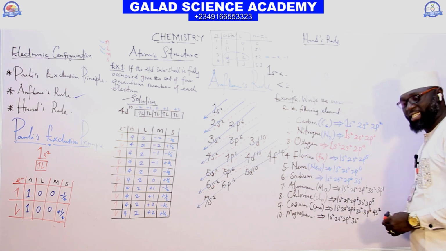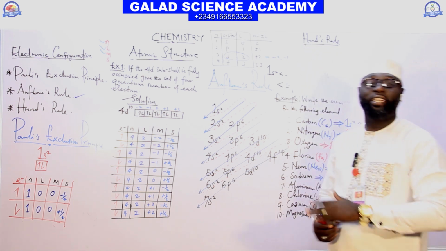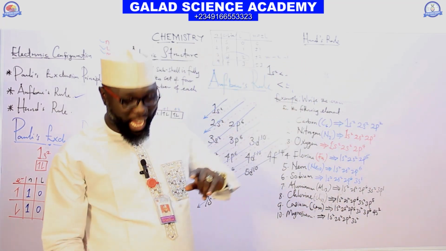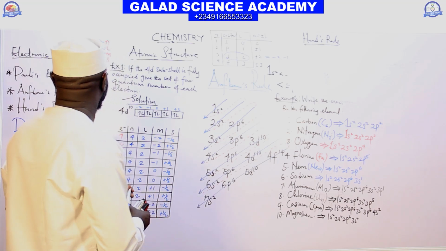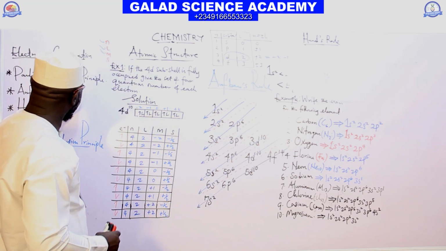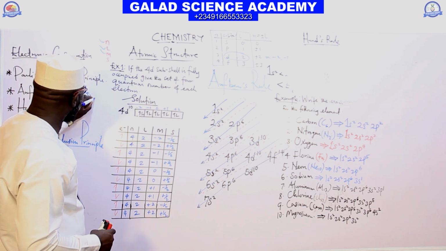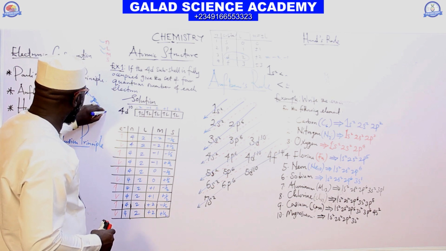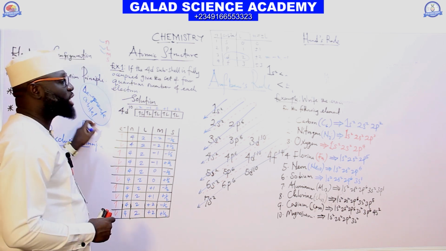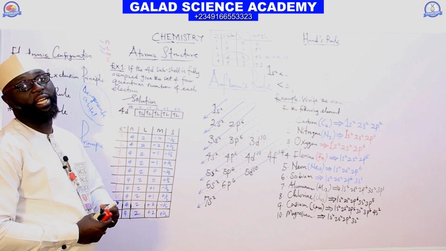State that electrons are distributed singly into degenerate orbitals. Don't forget, into what? Degenerate what? Orbitals. I said degenerate orbitals, they are orbitals of the same energy level.